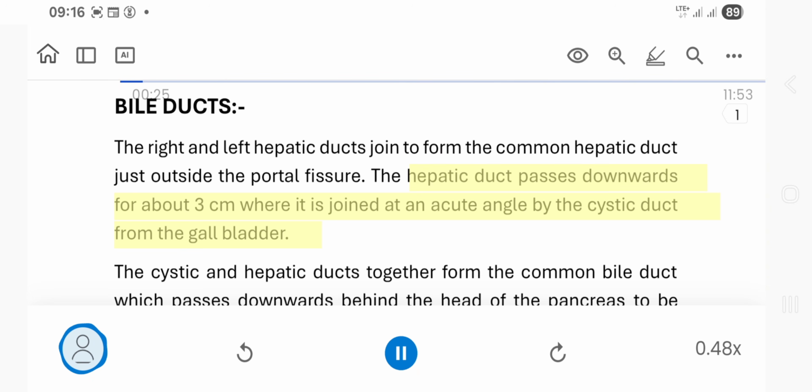The hepatic duct passes downwards for about 3 cm where it is joined at an acute angle by the cystic duct from the gallbladder.